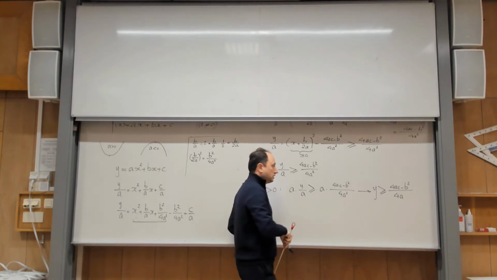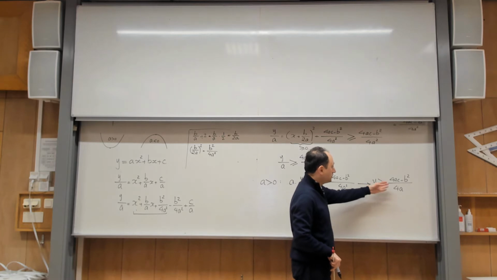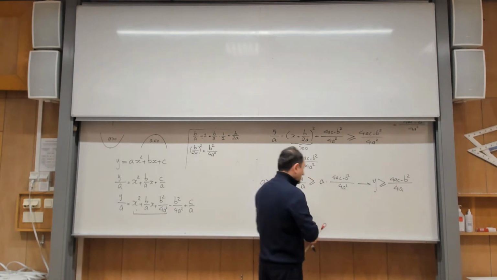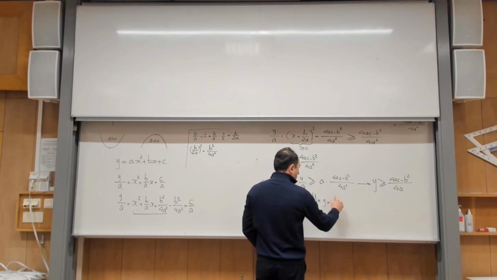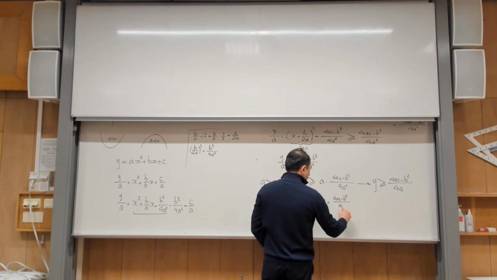So what does it mean? Do you think y has a maximum or a minimum? This tells you that y is greater than or equal to this number. So this means that the minimum value of y is this number that you see here. So this means that the minimum of y is equal to 4ac minus b squared divided by 4a.